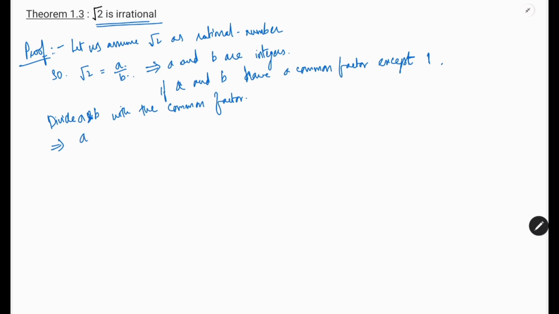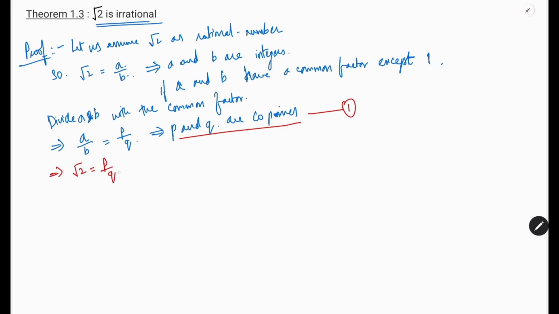So here A by B is equal to P by Q. Now P and Q have no other common factors, which means P and Q are co-primes. Let us make this the first point. So root 2 is equal to P by Q.